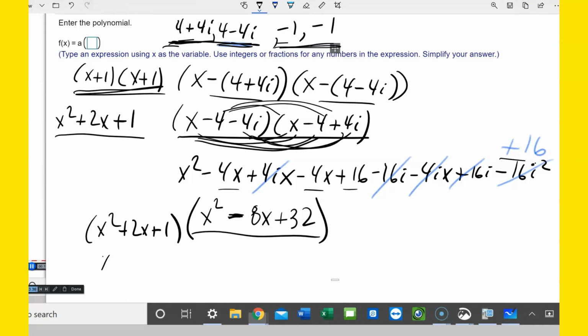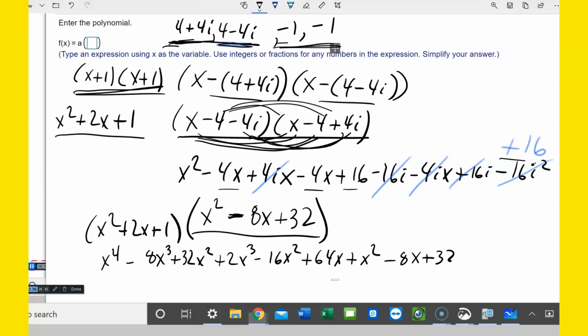That's going to be x to the 4th minus 8x squared. No, minus 8x cubed plus 32x squared plus 2x cubed minus 16x squared plus 64x plus x squared minus 8x plus 32.